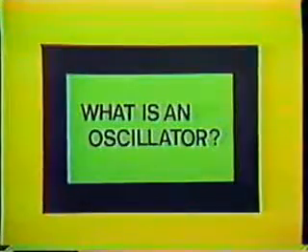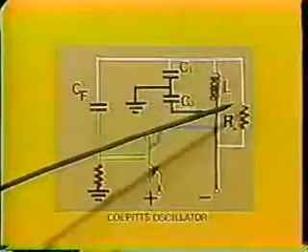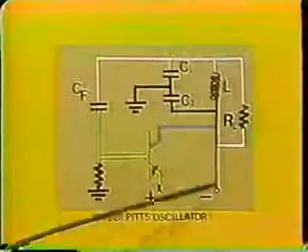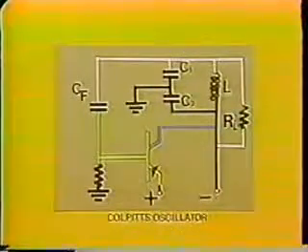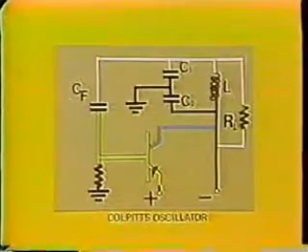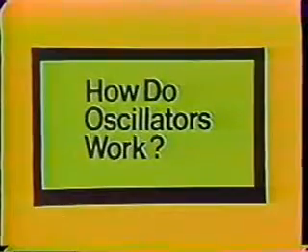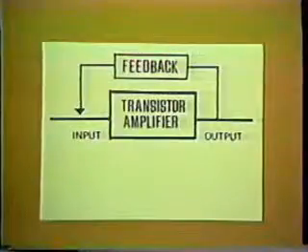Oscillators are very important in electronics. They are in all radio and television transmitters and receivers, in signal generators, test equipment, radar, and industrial electronic equipment. What is an oscillator? An oscillator is simply a circuit that generates an AC signal with only a DC input. This AC signal may be a low-frequency signal, an audio frequency signal, or it can be a very high radio frequency signal.